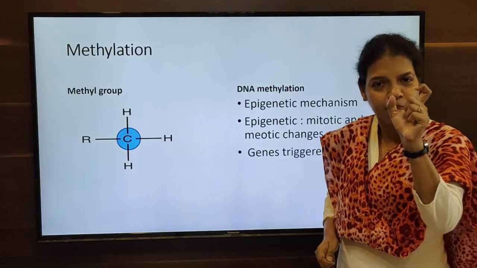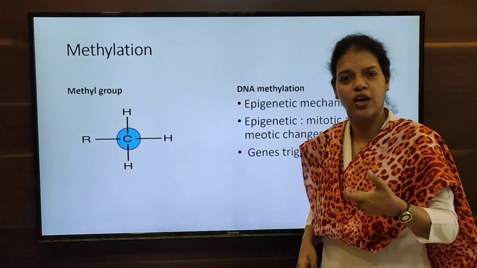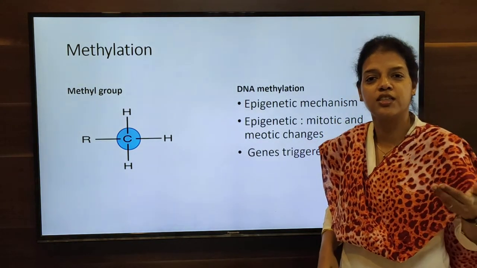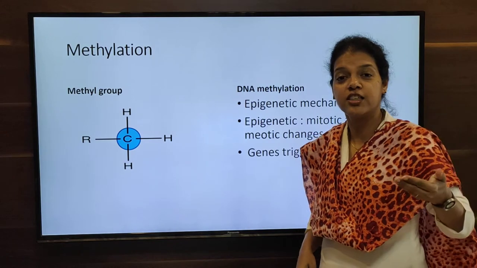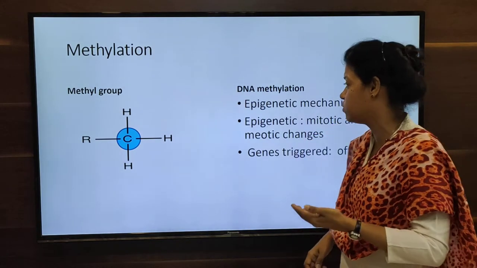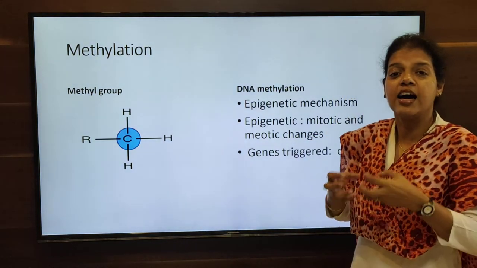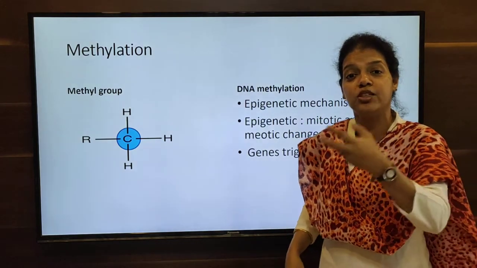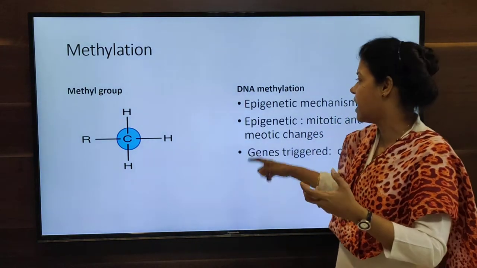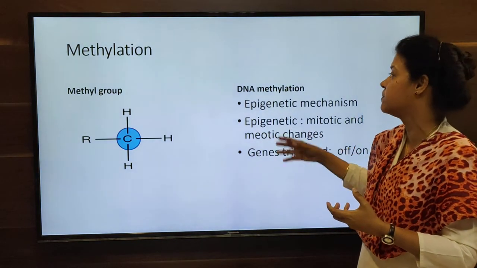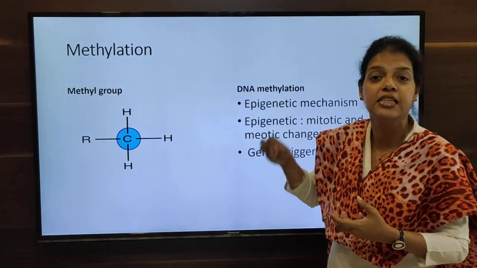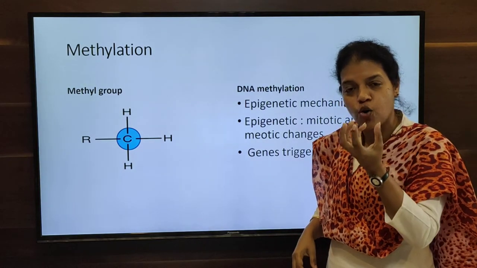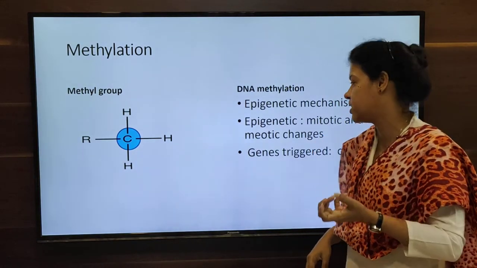What is this term epi? Genetic mechanism, yeah, we all understand. It's transferring the genetic ingredients from one generation to the other. But this is the highest form of genetic mechanism. That is why it is called epigenetic. And this highest form of genetic mechanism is methylation. And it is DNA methylation. Because it is happening in the DNA, which is the core of the cell, it is an epigenetic mechanism.